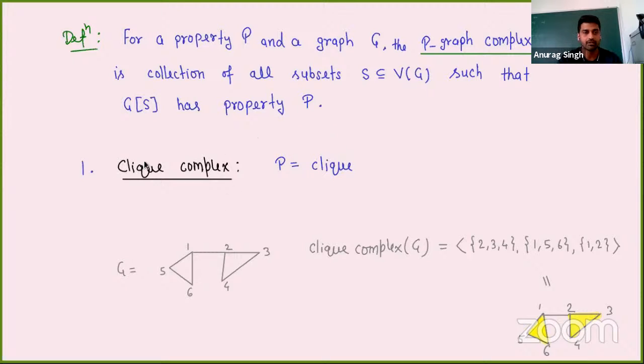The example is again the clique complex, where you have taken the property P being a clique. So if you have the graph G with vertices 1, 5, 6 and 2, 3, 4, now you have to collect all the subsets of vertices which form a complete graph in this graph G. So what are those subsets? 1, 5, 6 is a subset which is complete. Again 1, 2 is a subset which is complete and 2, 3, 4 is a subset which is complete. So the facets of this complex are 2, 3, 4, 1, 5, 6 and 1, 2, geometrically the same as this simplicial complex that we have.